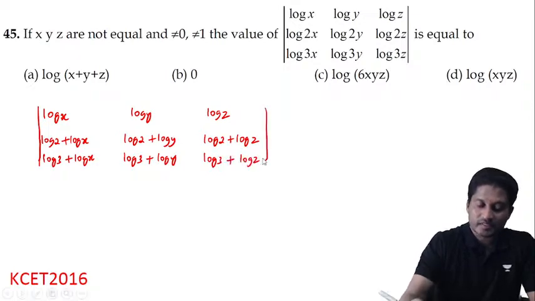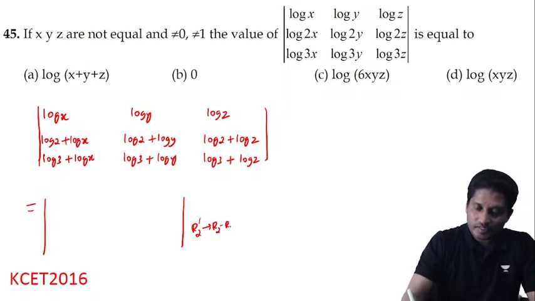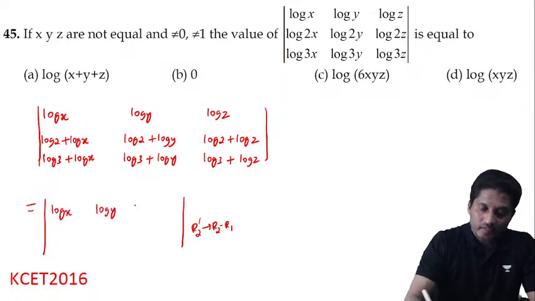Let's simplify this. This is equal to the determinant after changing R2 to R2 minus R1. The first row will be equal to log x, log y, log z.